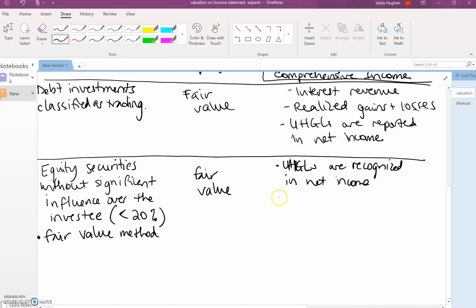What else can happen with stock? We're not going to get interest on stock, but what do we call those cash payments that we may receive when we're holding shares of stock? Dividends are recorded as revenue. And of course, as with any asset, realized gains and losses are going to be reported in the income statement.